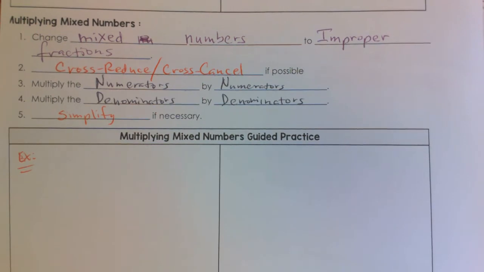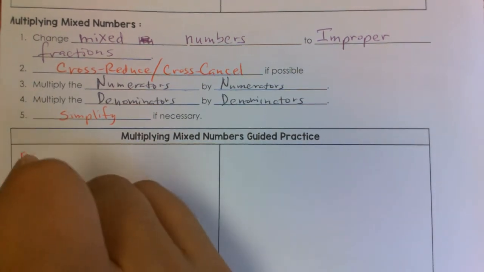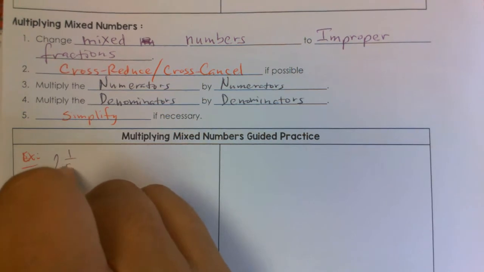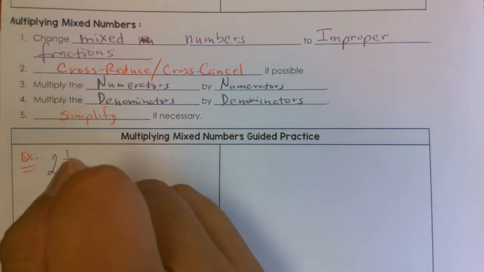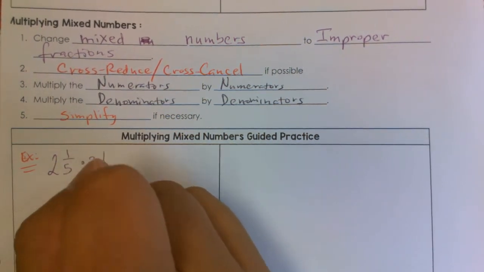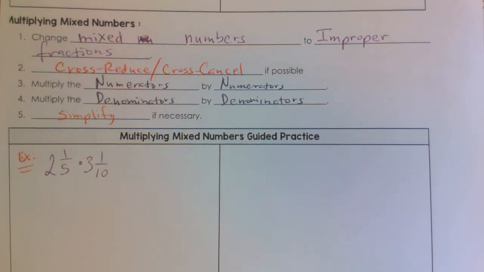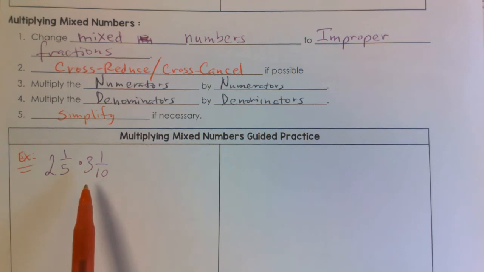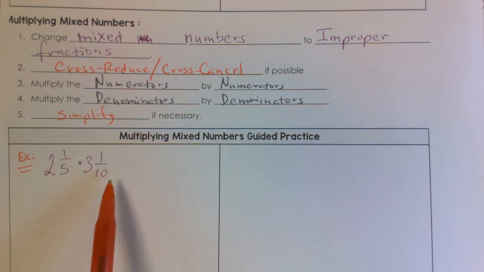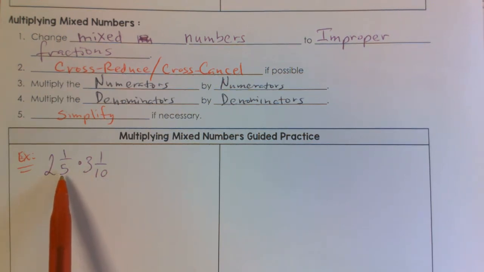So the first example I'm going to give you would be 2 1/5. Ooh, we've got a mixed number alert, times 3 1/10. Ooh, another mixed number alert. Oh, wait a minute, they have different denominators. Doesn't matter. We're multiplying, doesn't matter. So before we do anything else, we have to convert it into an improper fraction.